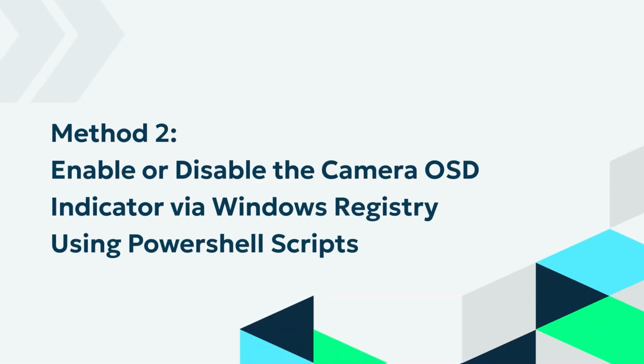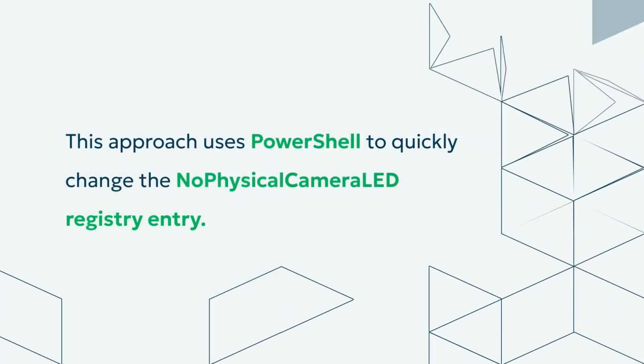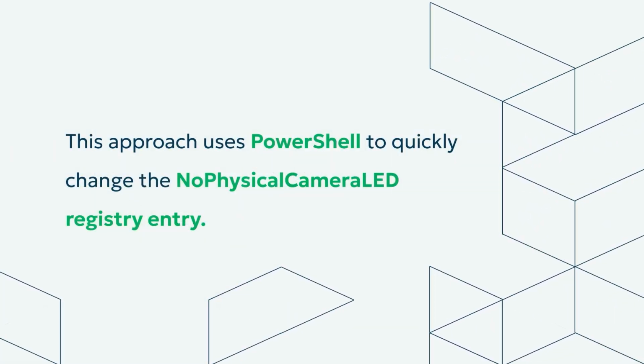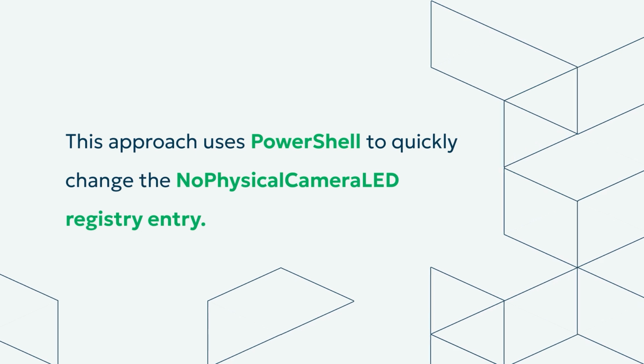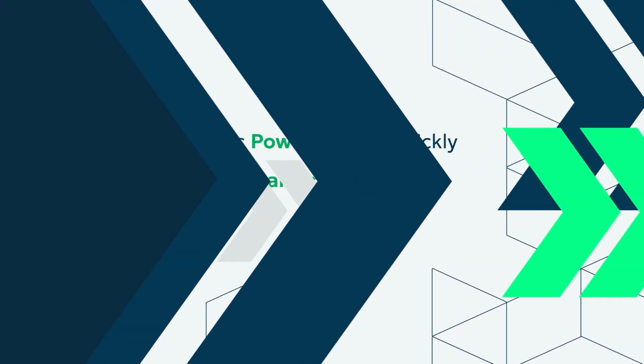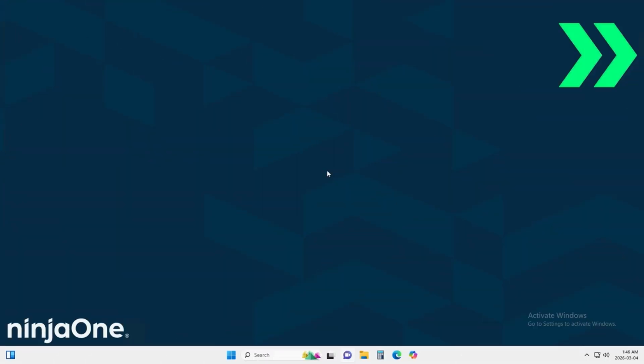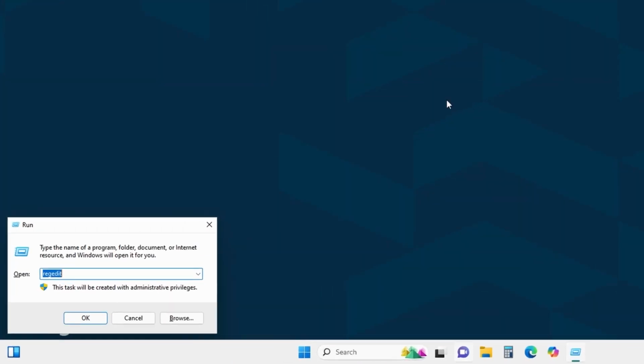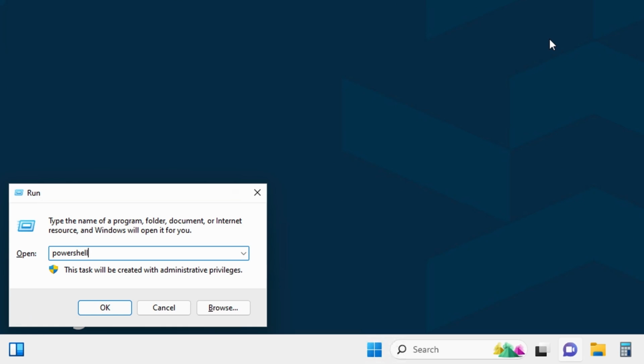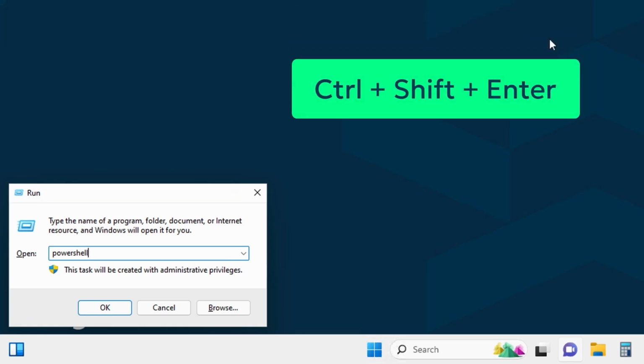Method 2. Enable or disable the Camera OSD indicator via Windows Registry, using PowerShell scripts. This approach uses PowerShell to quickly change the NoPhysicalCameraLED registry entry. Open PowerShell as an administrator. To do this, press Windows plus R, type PowerShell, then press Ctrl plus Shift plus Enter.